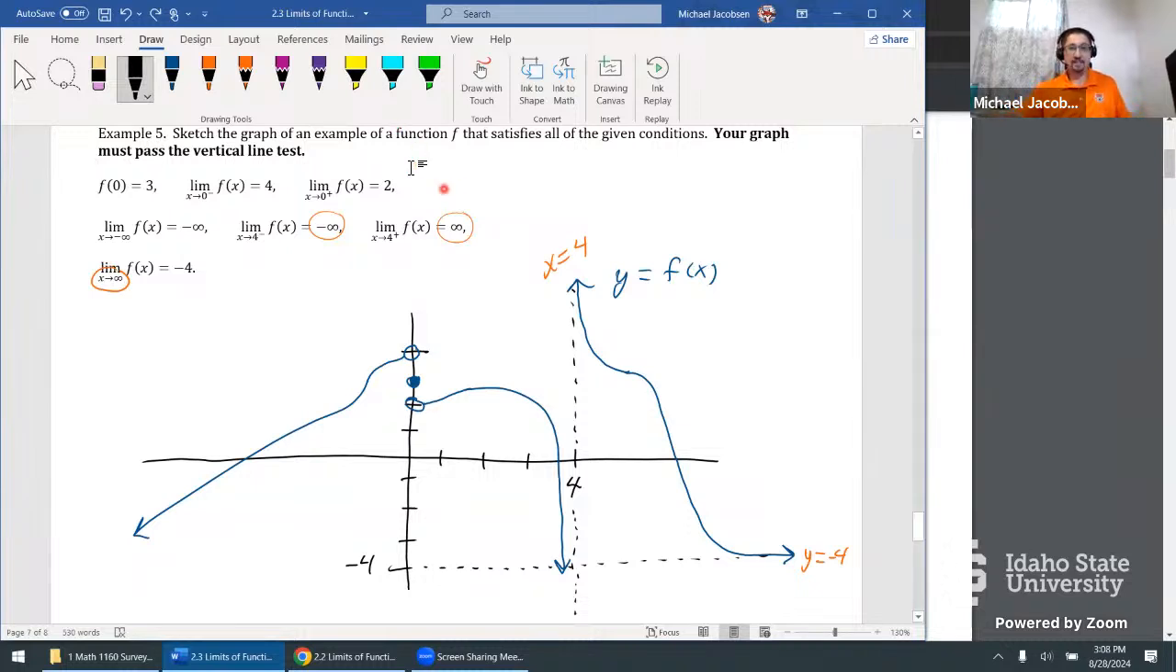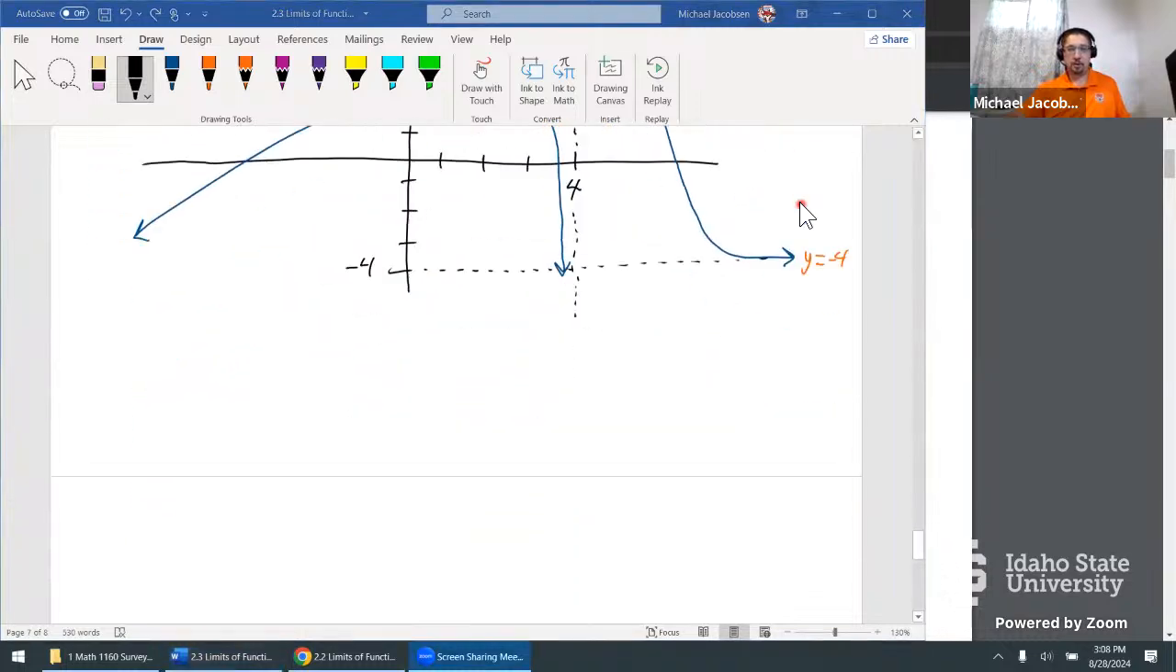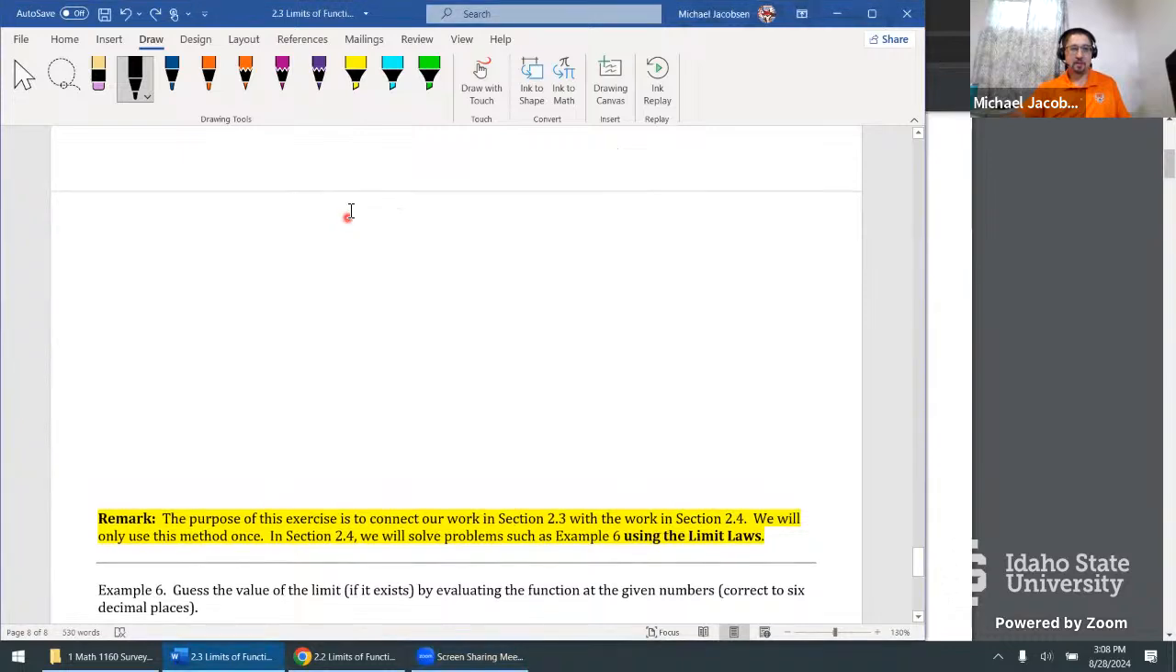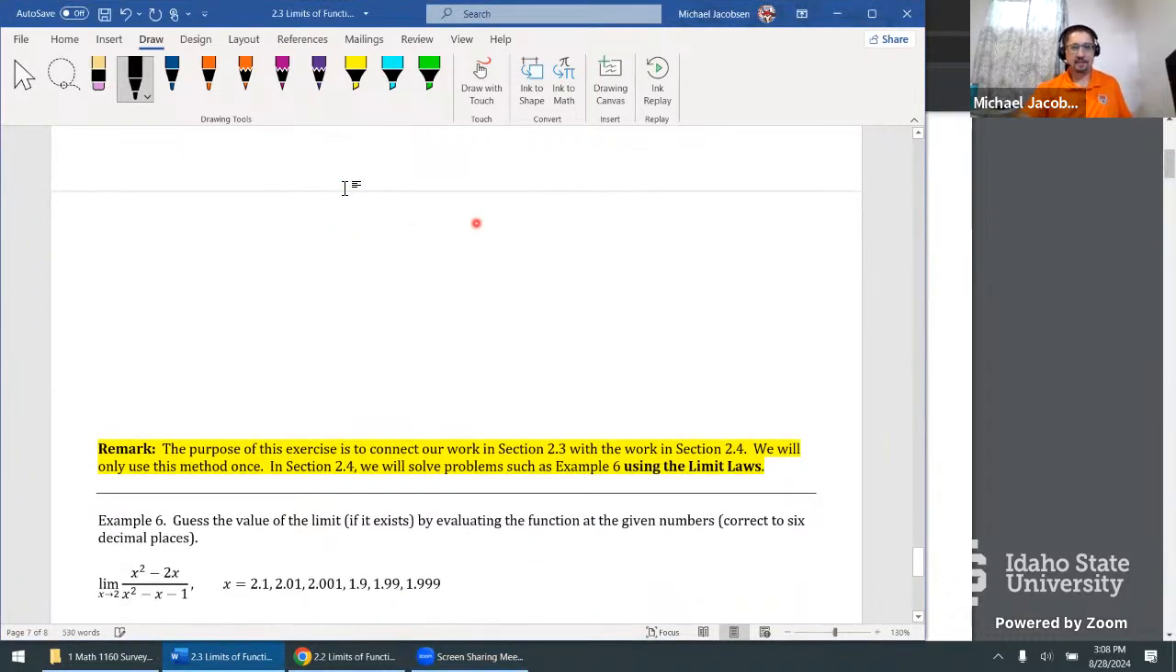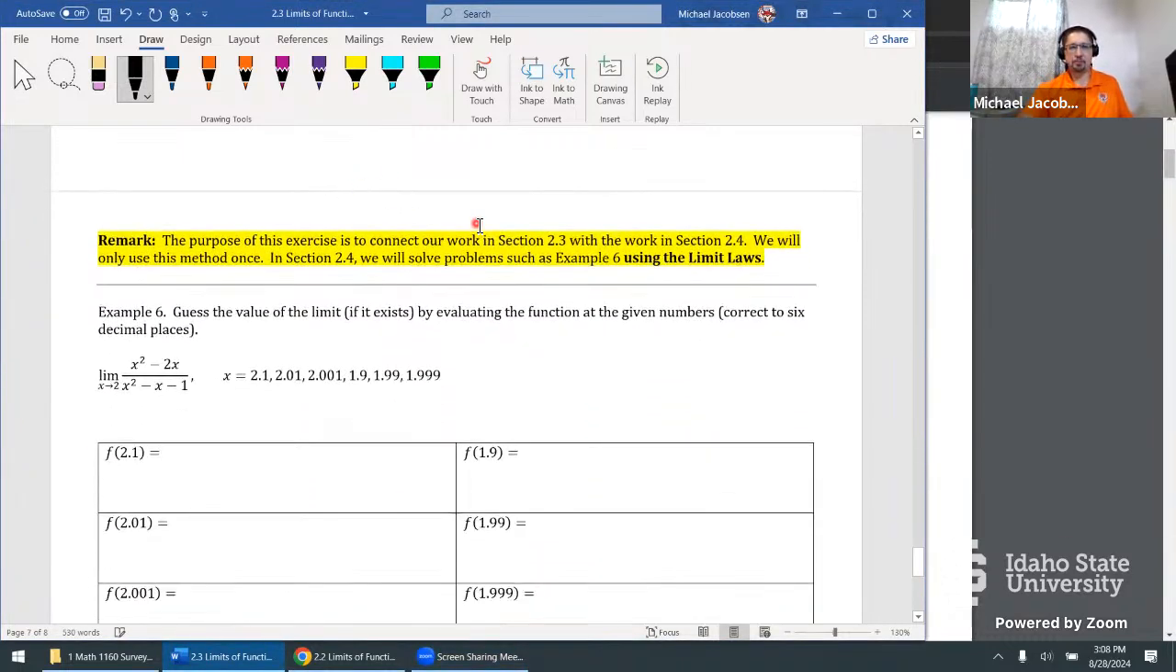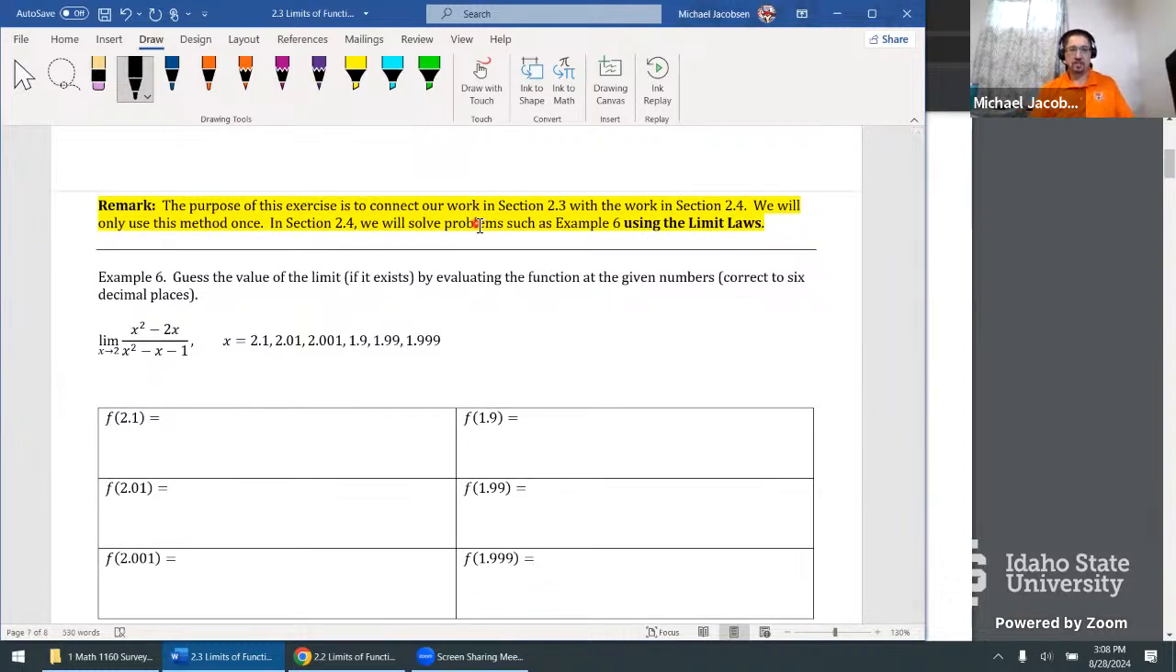Okay, well, I just have one more example for us for the day. That's our example number 6 below. It comes with a big remark, and the remark is all about, this is more of a connecting example. This is what connects everything we did with graphs with what we're about to do in section 2.4, using the limit laws again to do these same kinds of limits.